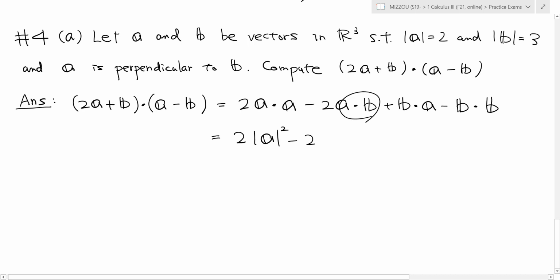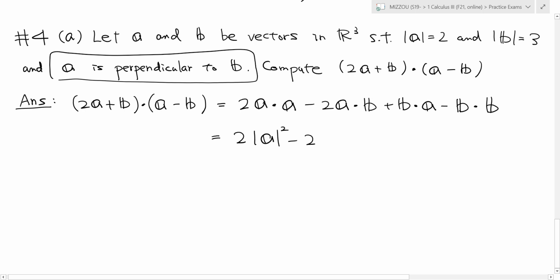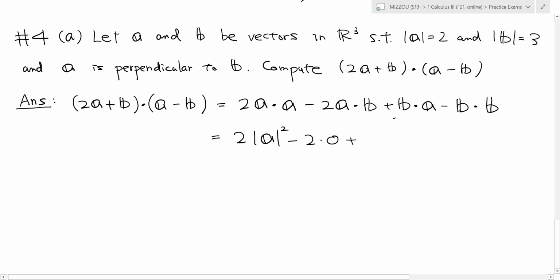Well, we don't know what a dot b is, but we do know that a and b are perpendicular to each other. A is perpendicular to b. So therefore, if two vectors are perpendicular, then if you take the dot product, you get 0. So that means this is negative 2 times 0. And similarly, b dot a is just 0. Minus b dot b, that's the magnitude of b squared. And that is 2 times 2 squared. Those two terms are 0. And then minus 3 squared. And that is equal to negative 1. So that's the answer.